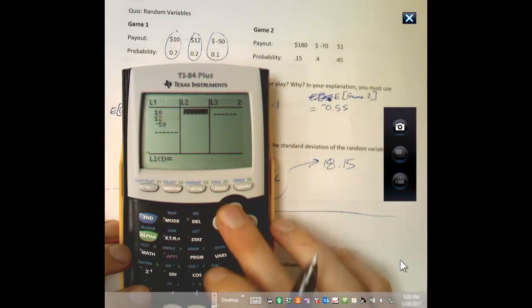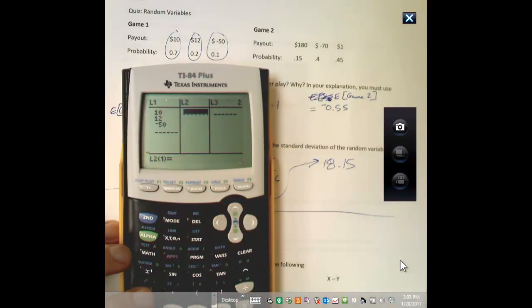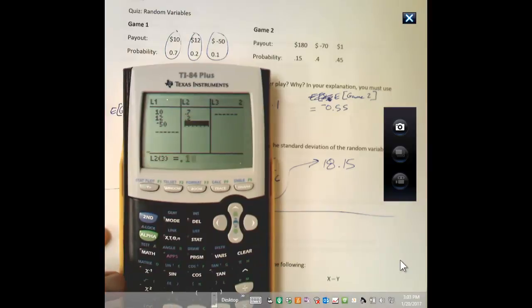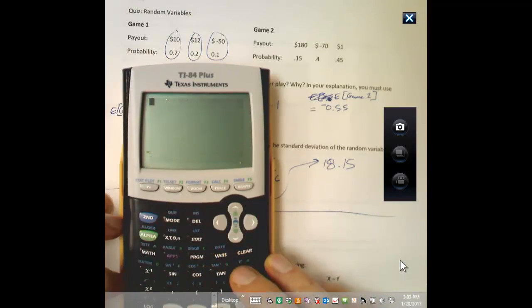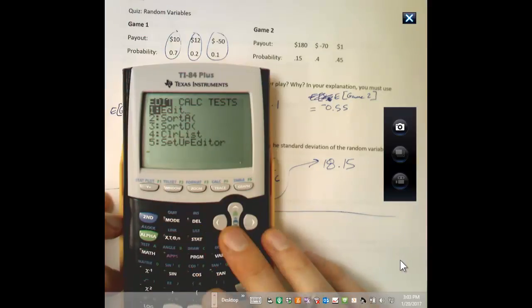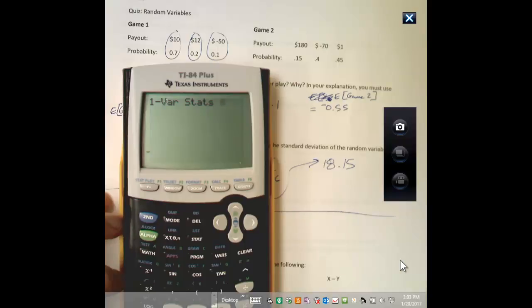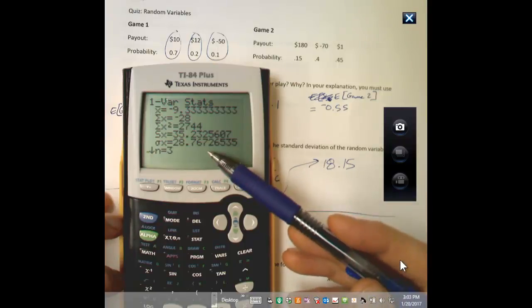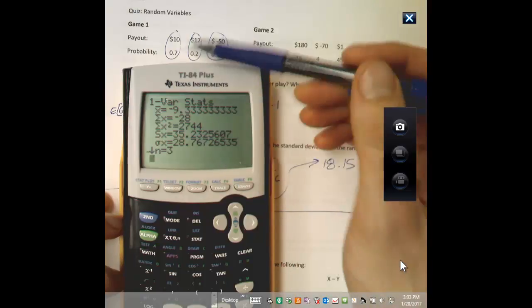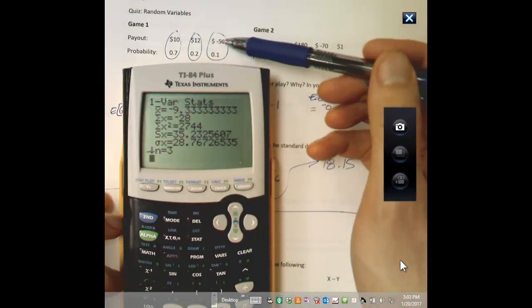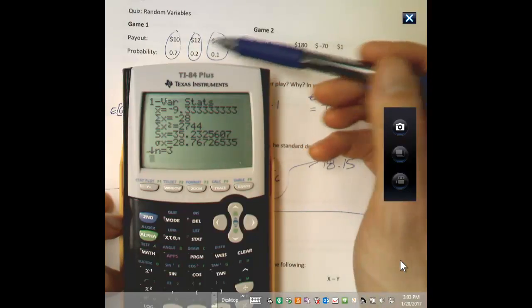Right, and next to them in list 2, I'm going to put the probabilities. Boom. Okay. Quit. Now I go back to stat, and I go to calculate one variable stats. Now if I just hit one variable stats, it gives me mean, standard deviation, and so forth of the set containing just these 3 numbers. So that's not what I was after.